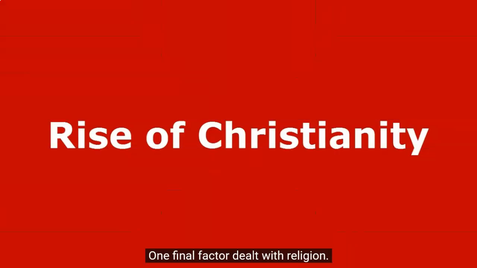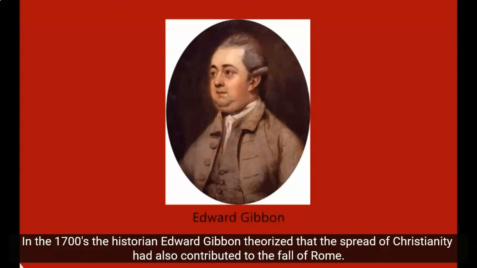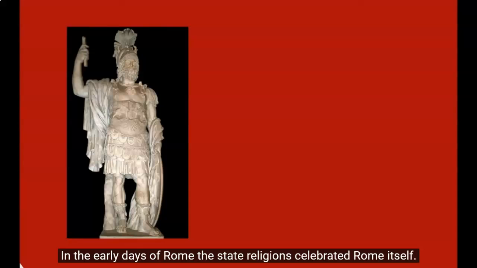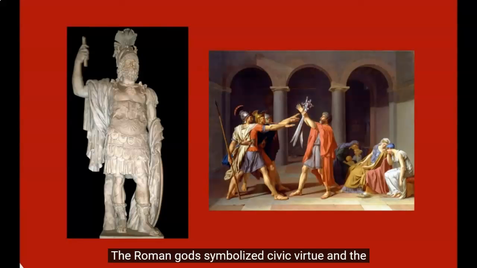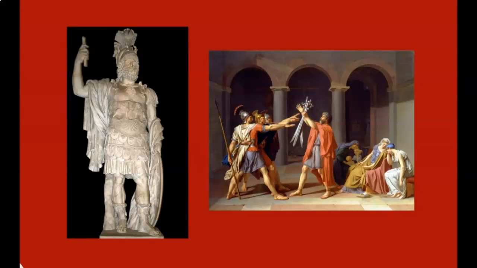One final factor dealt with religion. In the 1700s, the historian Edward Gibbon theorized that the spread of Christianity had also contributed to the fall of Rome. In the early days of Rome, the state religions celebrated Rome itself. The Roman gods symbolized civic virtue and the expectation of service and sacrifice in the name of Rome. Christianity spread a different set of virtues.